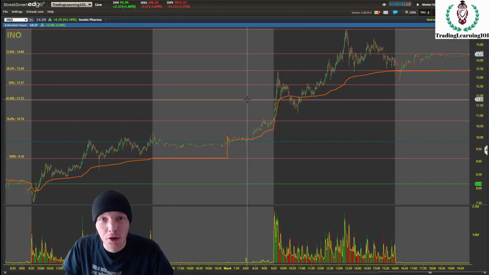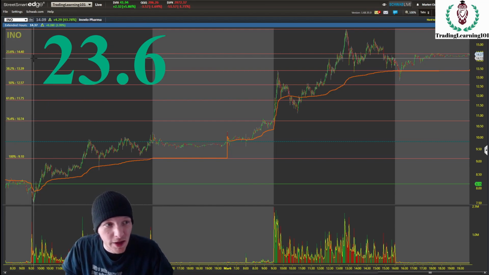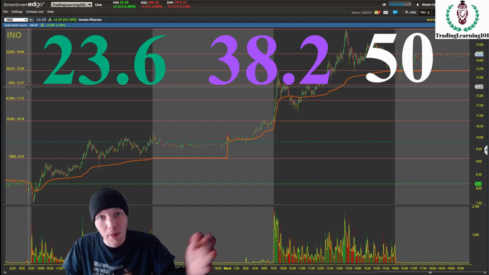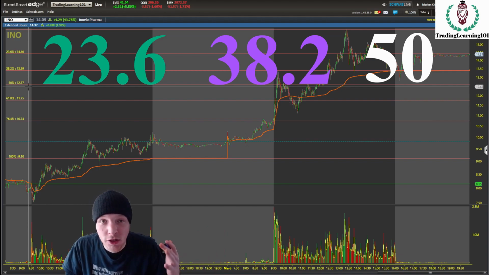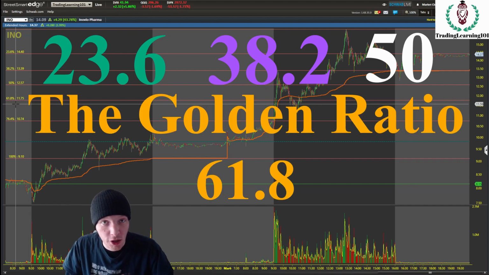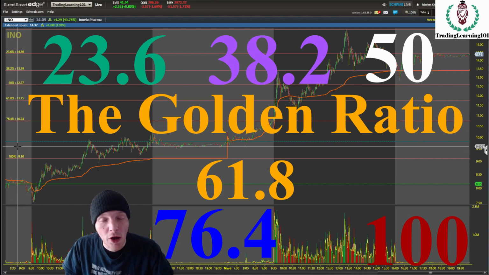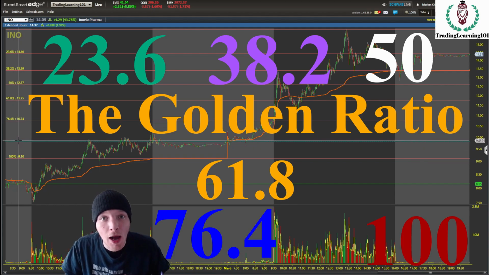And the most popular numbers for the Fibonacci sequence are 23.6, 38.2, 50%. Even though 50% isn't an actual Fibonacci number, when it comes to retracements, a lot of people use 50%, pulling back 50%, so they just add it into the sequence when it comes to trading. The golden ratio, 61.8, 76.4, and 100%. And you can keep going on and on from that.